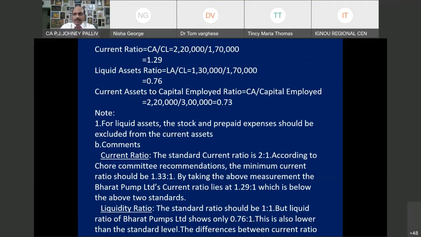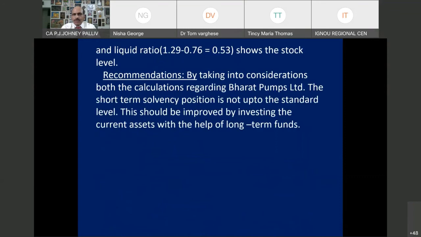Similarly, liquid ratio, as I told you, the standard liquid ratio is 1:1. That is, liquid assets are 1, current liability must be 1. But in the case of Bharat Pump Limited, you can see the liquid assets ratio is 0.76. Instead of 1:1, it is 0.76:1. This is also lower than the standard level. The difference between current ratio and liquid ratio shows the stock level. So current ratio is 1.29 and liquid ratio is 0.76, so that 0.53 relates to stock.